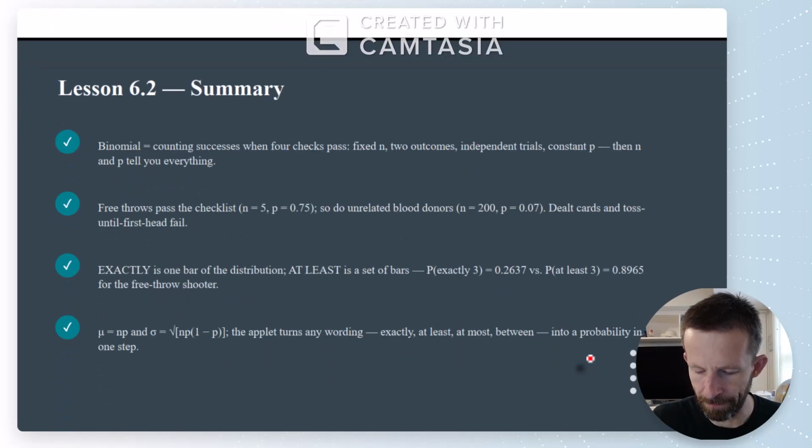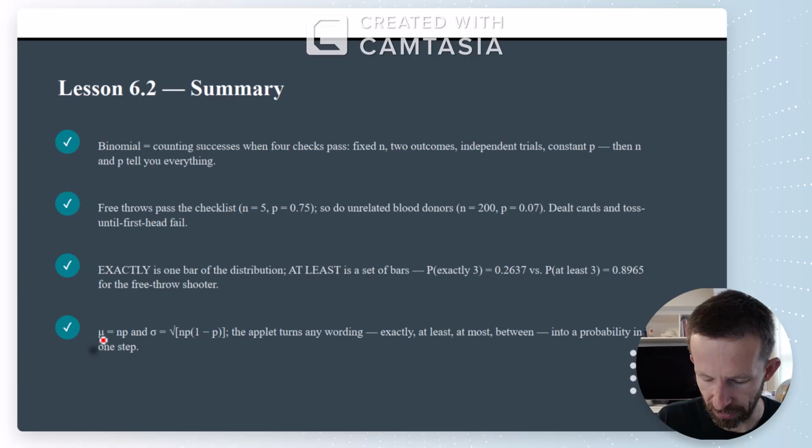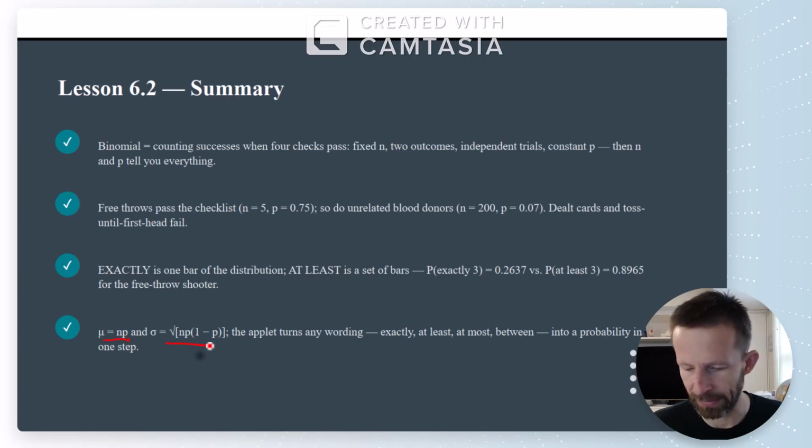So summary, binomial counting successes when all 4 checks pass. You've got the free throw situation. You can use the StatCrunch app to find exactly, at least, at most, between different things as well. And then you've got the 2 formulas for mean and standard deviation, and that is lesson 6.2.